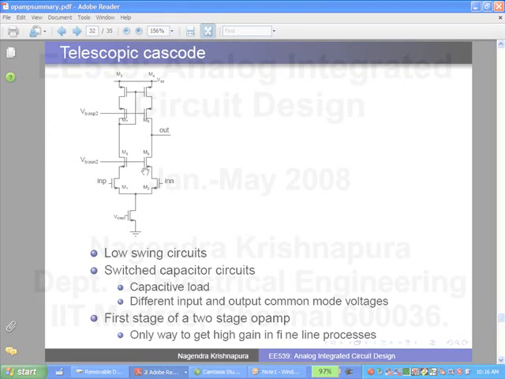Now with a differential pair also, you can try to do it. Let's say you use the differential pair for the first stage and the second stage, a common source amplifier. If you increase the length of all transistors, you will get higher DC gain. But usually the reduction in speed there is more than using a telescopic cascode.